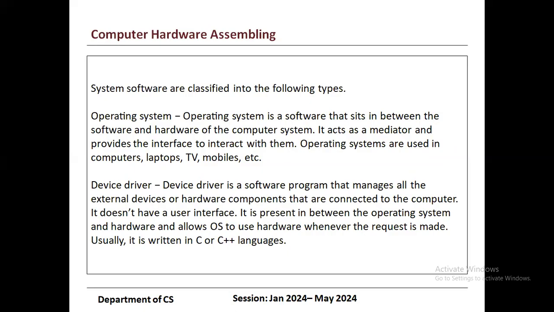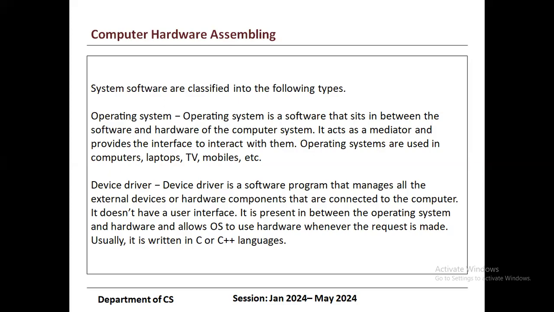So basically, system software is classified into two types. Firstly, operating system, and secondly, driver software. Operating system is software that sits in between the software and hardware of the computer system. It acts as a mediator and provides the interface to interact with them. Operating systems are used in computers, laptops, televisions, mobiles, etc.